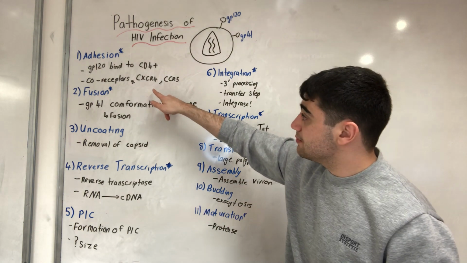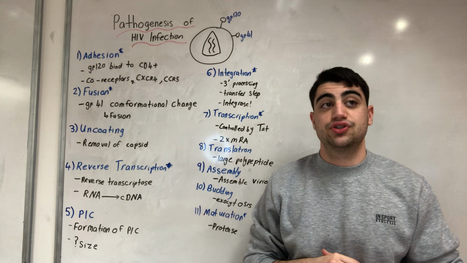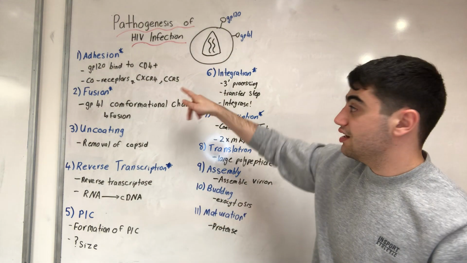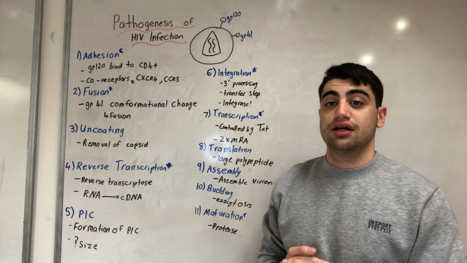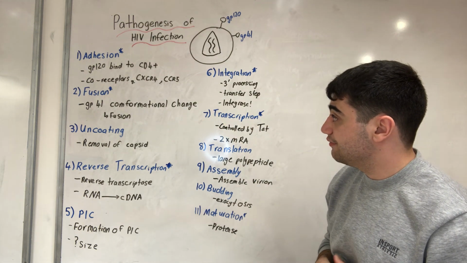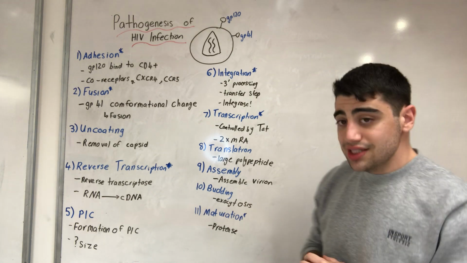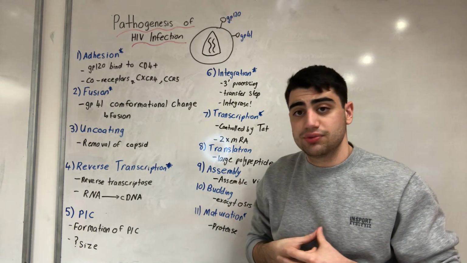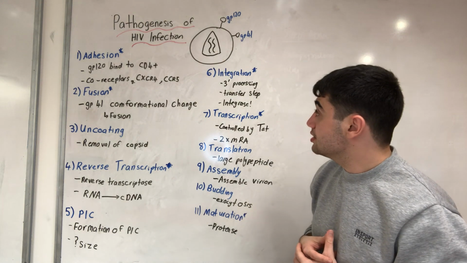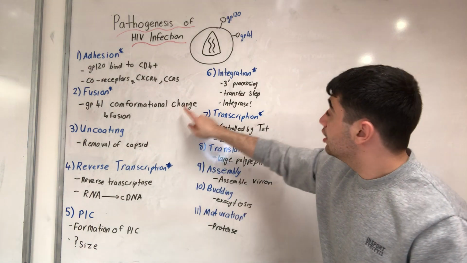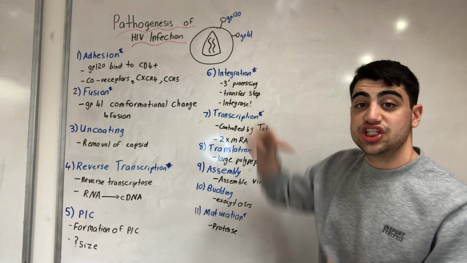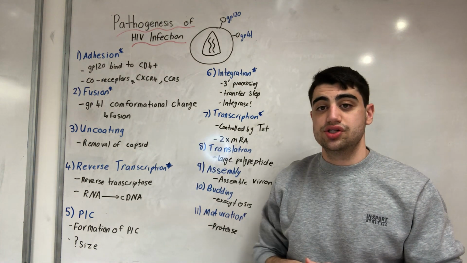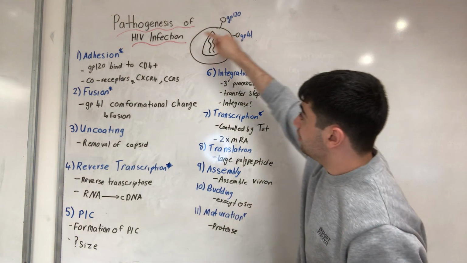Using these two as examples, we see CXCR4 is predominantly involved in more advanced HIV disease, whereas CCR5 is more implicated in newly onset HIV infection. All right, so once our GP120 has bound to the CD4 receptor and also formed connections with our co-receptors, we get a conformational change. This glycoprotein here, GP41, changes its shape, and this facilitates step 2, fusion of the envelope with the host membrane.